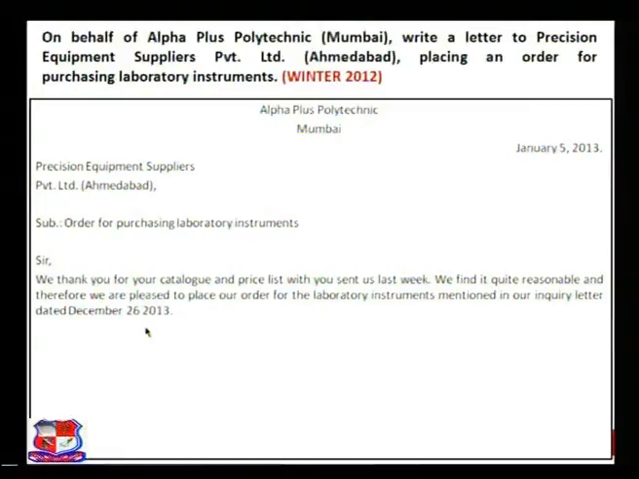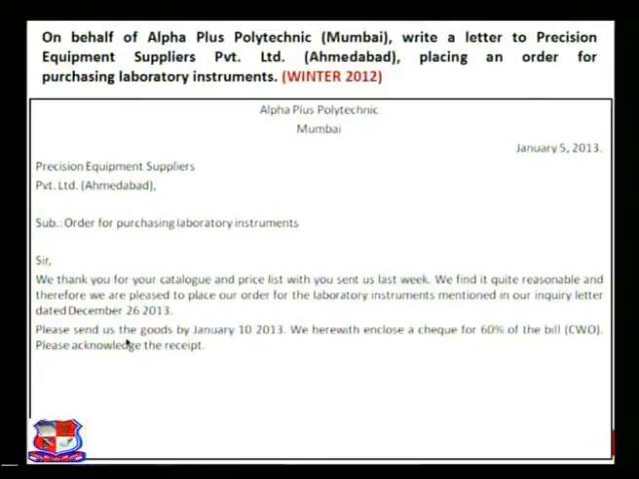So this is the letter structure. Please send us the goods by January 10, 2013. In the second paragraph you are mentioning some important information: we herewith enclose a check of 60% of the bill, CWO. Here came an abbreviation, CWO, that is cash with order. Please acknowledge the receipt. So in this letter, you mention that you are satisfied with the catalog, price list, etc. Then in the second paragraph you say that you are sending 60% of the bill with this order. We expect your prompt and satisfactory reply, this is the last line.